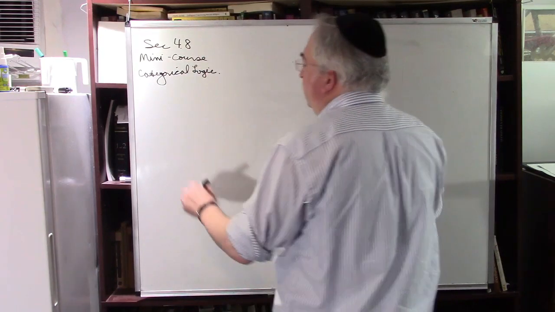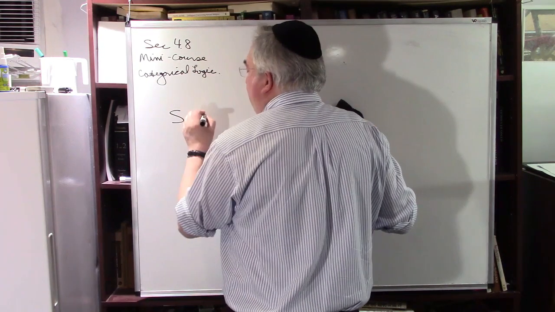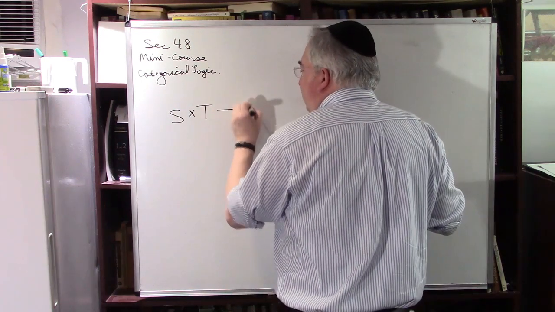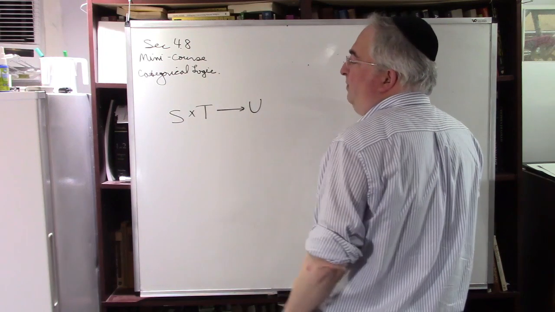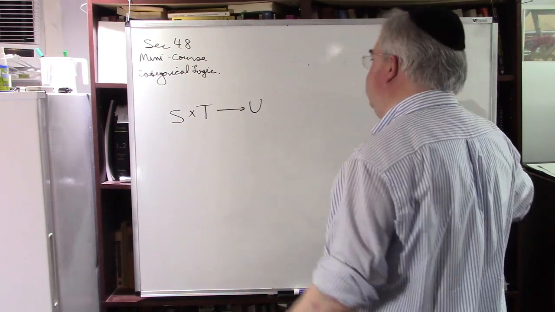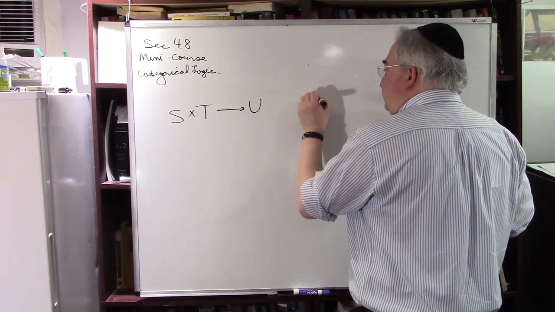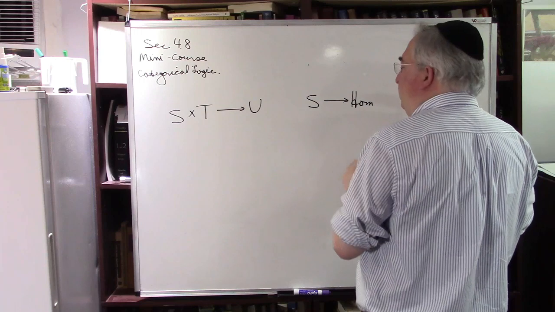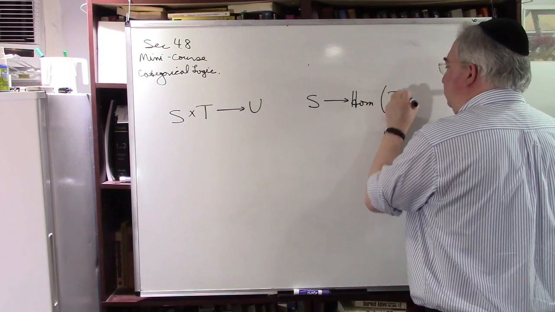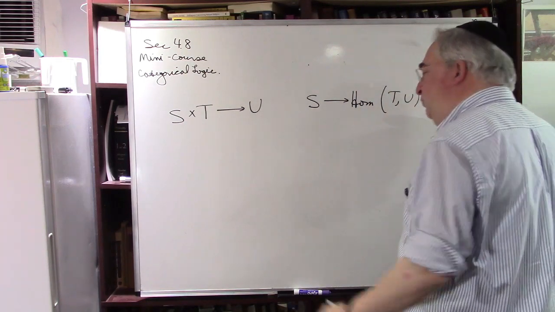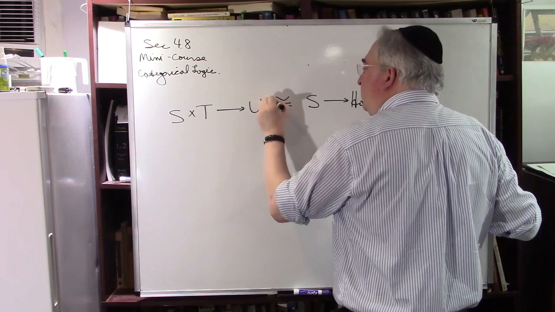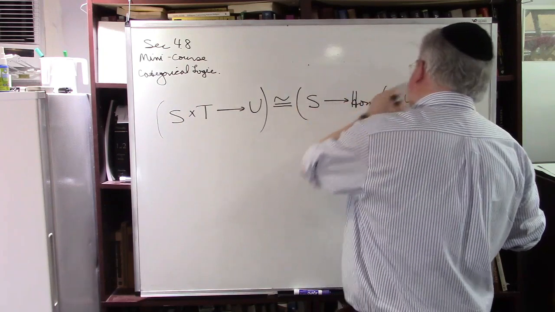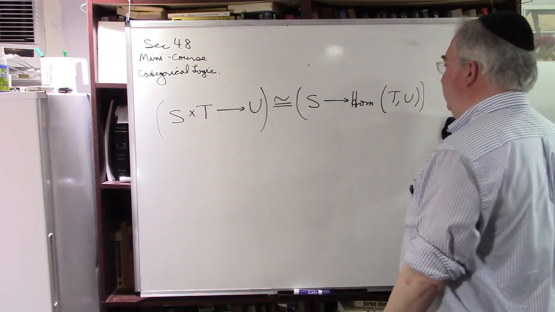Let's say you have a set S and you have a set T, then you could look at S cross T. And you could talk about functions from S cross T to U. Very nice. You could also look at Hom, this is all in the category of sets, of S to Hom of T to U. And what we said was these two, the sets of functions here, are isomorphic.